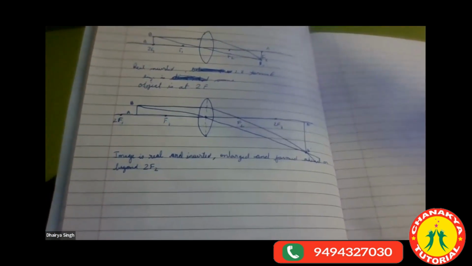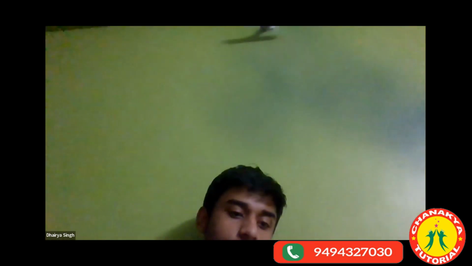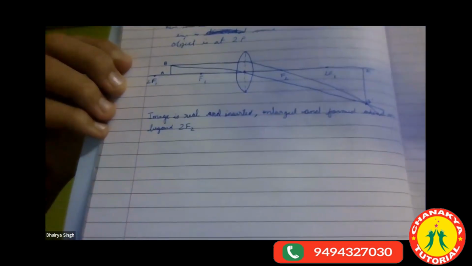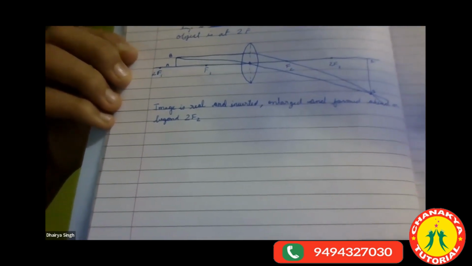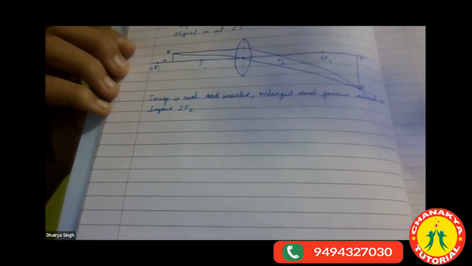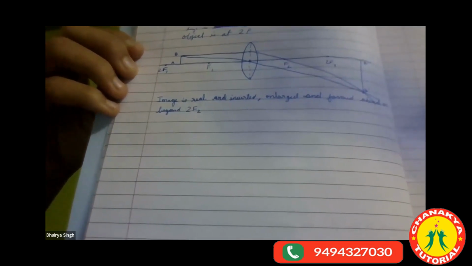Okay, so this is the one. Do make your arrows. Make arrows in the ray. Show it once. That was the one error. You need to make the arrows. Okay, sir. And okay, that's the only thing. A, B, and here you have A dash B dash. Fine.